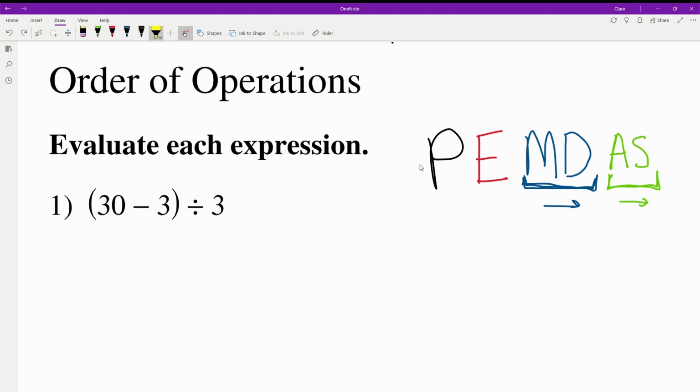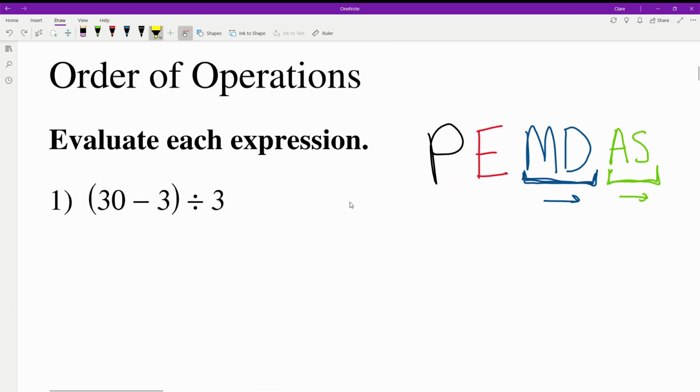So here it spells out PEMDAS: parentheses, exponents, multiplication and division, and then addition and subtraction. For those last two, we're working left to right. Let's go over number one.